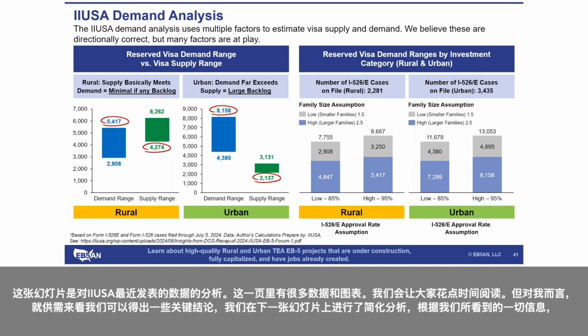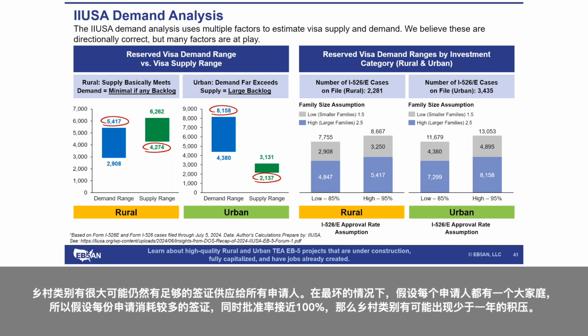And we'll leave it up for a second. But I think that to me, the key takeaways that you can come to are in terms of supply and demand, and we have a simplified analysis on the next slide. For the rural category, based on everything that we've seen, it's very likely there's still enough supply of visas for everybody that's applied. In the absolute worst cases of assuming really big families, so more visas per person with near 100% approval rate, it could be that we have a potential for an under 1 year backlog within rural.